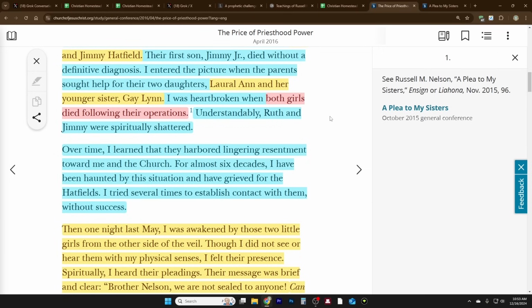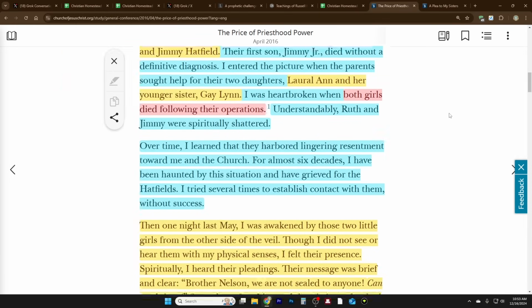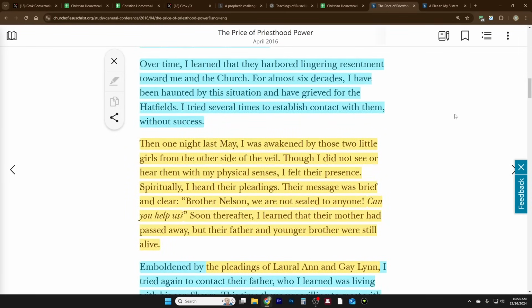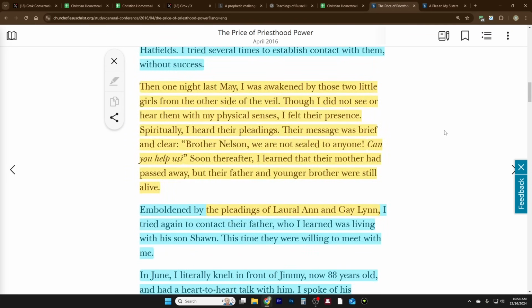Understandably, Ruth and Jimmy were spiritually shattered. Over time, I learned they harbored lingering resentment towards me and the church. For almost 6 decades, I have been haunted by this situation and have grieved for the Hatfields. I tried several times to establish contact with them without success.